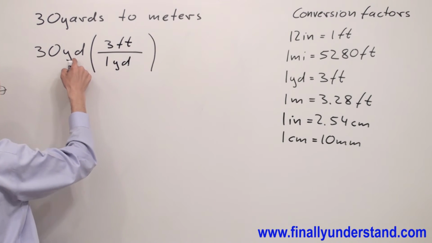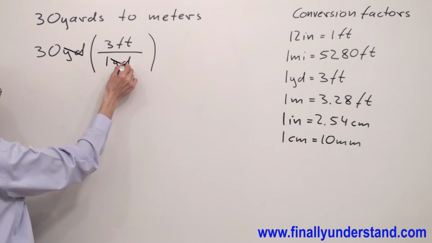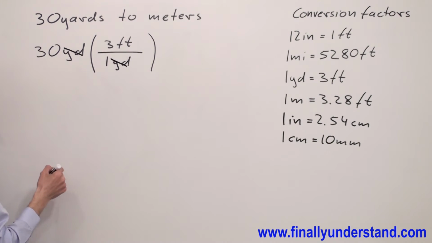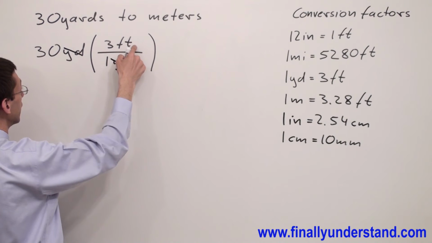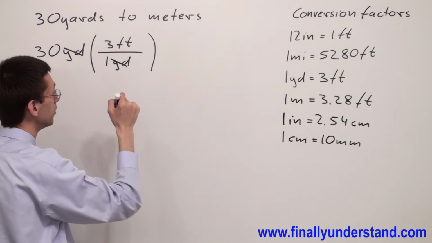Remember, in order to eliminate yard, you have to make sure that yard is going to be in the denominator. Yard and yard cancel out. So my unit of length right now is foot. But I don't want to see foot. I want to see meters.